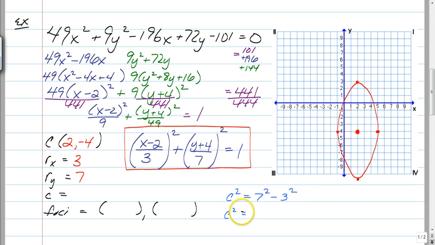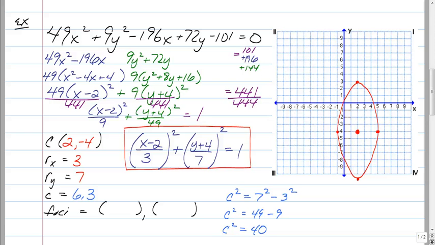So c squared is equal to 49 minus 9. So c squared is equal to 40. And for this, we're allowed to just give a decimal value. So the square root of 40 is approximately 6.3. So c is 6.3. Now c is the distance from the center that your foci are.